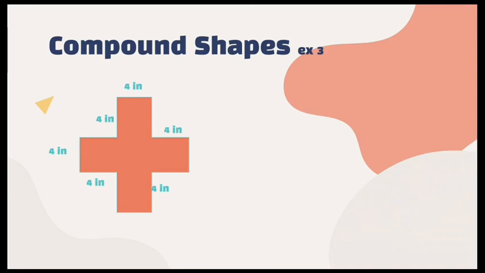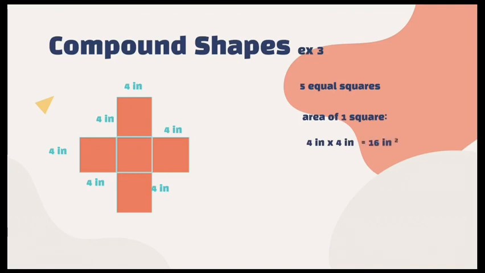Okay, so hopefully you were able to figure out that if we divide it, we can see that we have 5 equal squares, with each side being 4 inches. So the area of one square is going to be length times the width of one square, which is 4 inches times 4 inches, giving us 16 inches squared. And then, since we have 5 of them, 4 on the outsides, 1 in the middle, we're going to do 16 inches squared times 5, since they're all the same, which gives us 80 inches squared, which is the area of the cross.